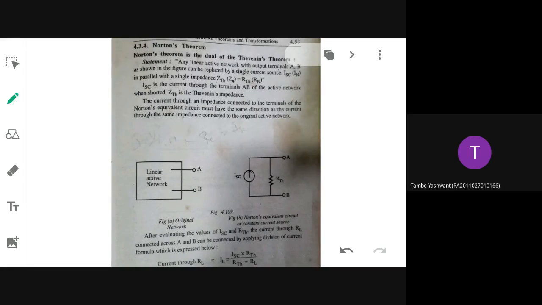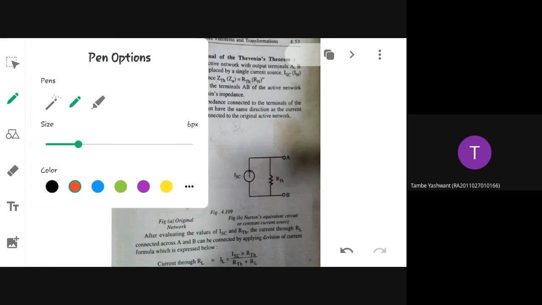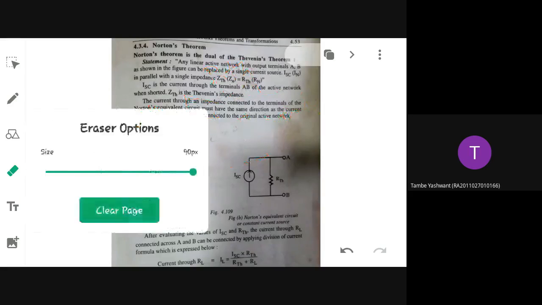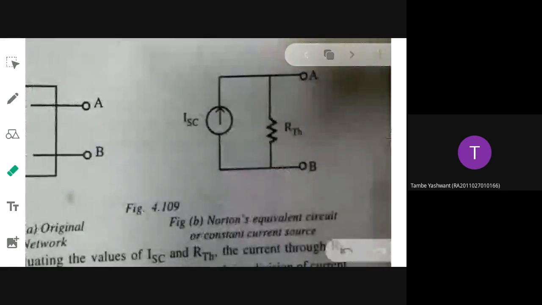Now, as I already told in the previous class, Norton's is the dual of Thevenin's theorem. So, what do you mean by Thevenin's equivalent? Ma'am, the voltage source is connected in series with R Thevenin. Yes, Thevenin's equivalent means you have a voltage source connected in series with your R Thevenin, and that will be called your Thevenin's equivalent. But when it comes to Norton's equivalent, it's the dual. You can see one diagram that is being represented here. So what are the elements that it is having?